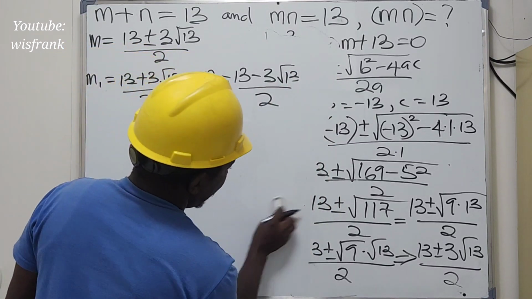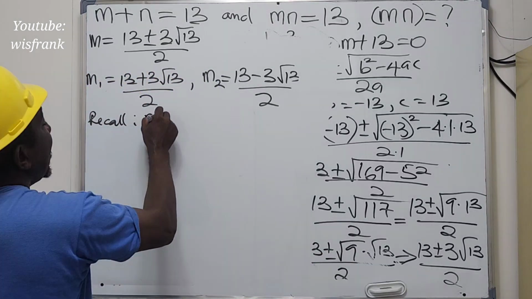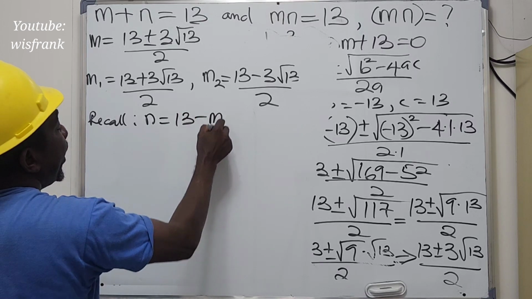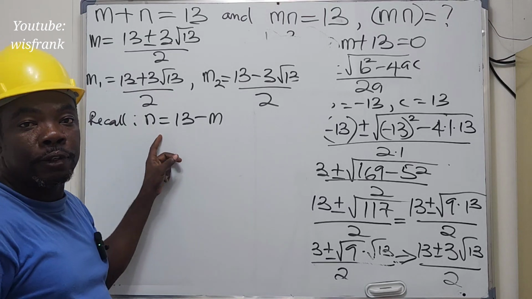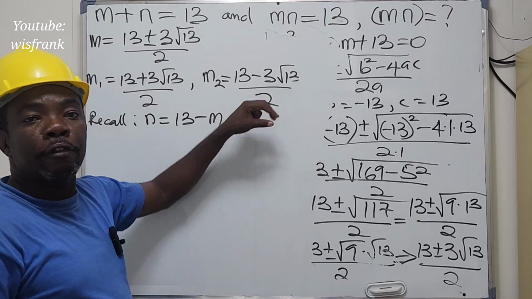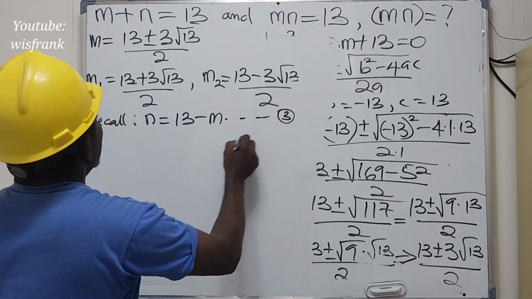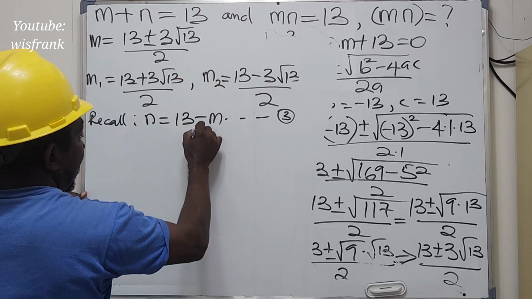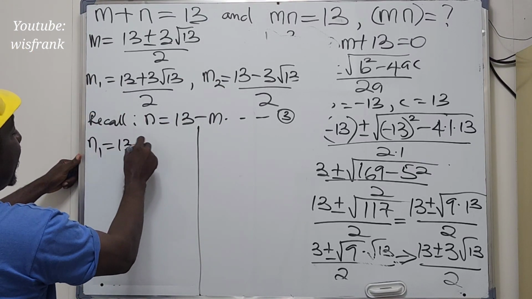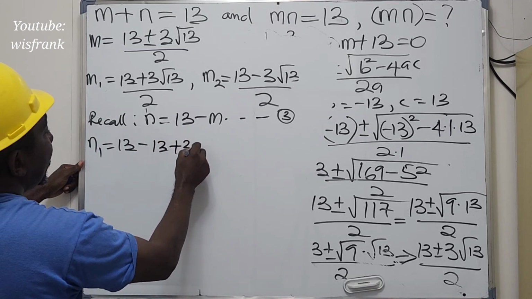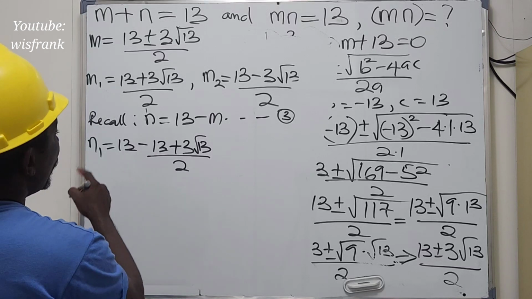So from here, we need to recall that we said n equals 13 minus m. So we have gotten the value of m. So this one that we said n equals 13 minus m, we are going to substitute the value of m into this equation. This equation was equation 3. So here, the first one, we have the value of n1 equals 13 minus (13 plus 3 root 13) all over 2. So this is the value of n1 that we have.